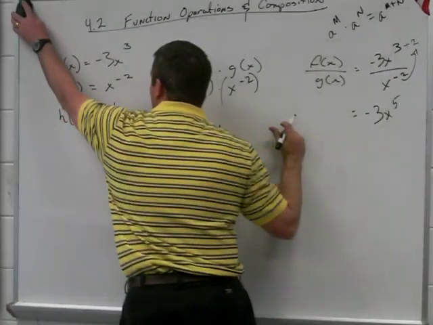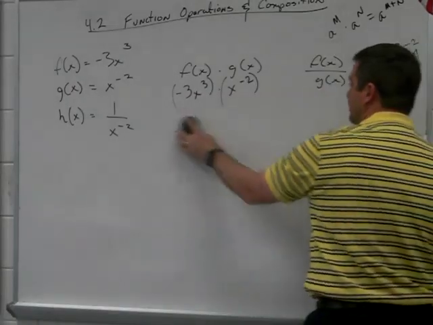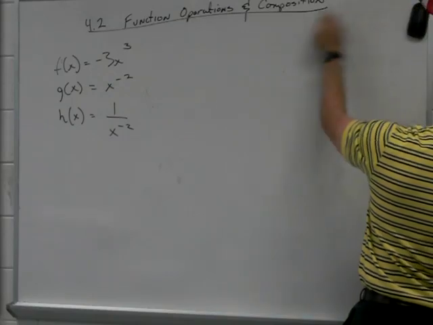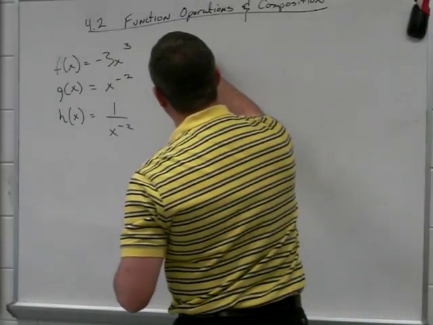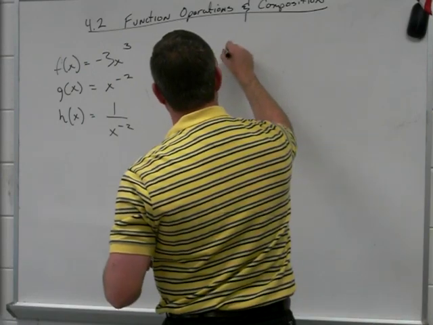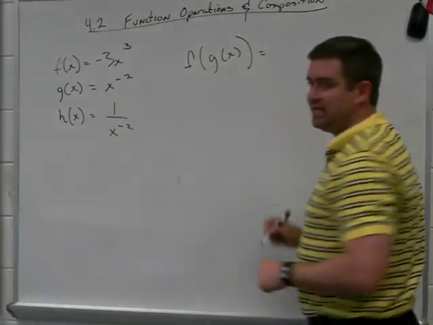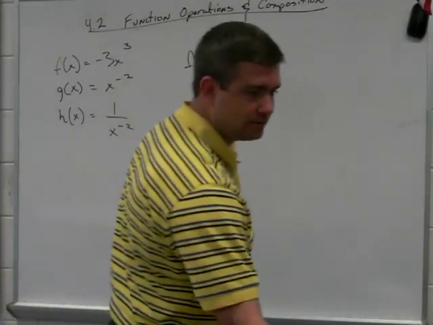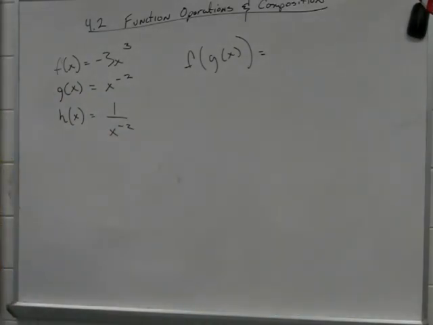All right, now. Adding, subtracting, multiplying, dividing, pretty straightforward. It's kind of self-explanatory. What we need to spend some time on is composition. The first thing you need to be able to do is read it, because it's written differently than anything you've seen before. The way this is read is f of g of x. This is a composition function. It is one function inside of another function.